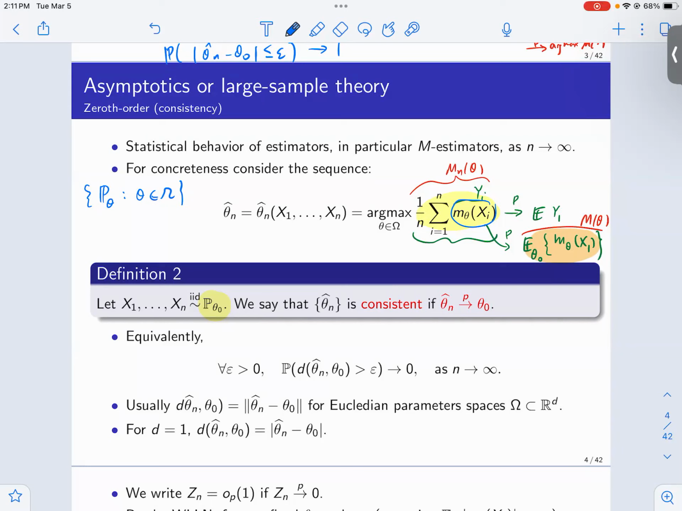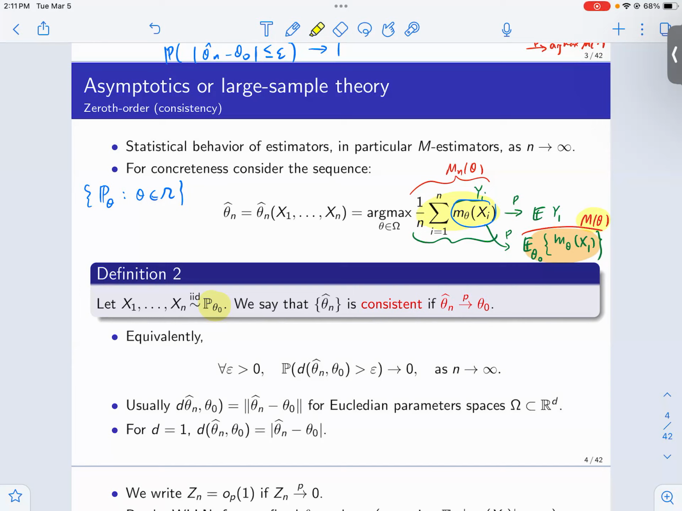So we call this the capital M theta, and the hope is that because these random functions are converging to this M theta, then maybe the argmax is also converging. And if the argmax of this happens to be theta naught, then I'm done, because the maximizers of this are converging to the maximizer of that, and the maximizer of this, let's say, is the true parameter. So I have managed to prove something like that.